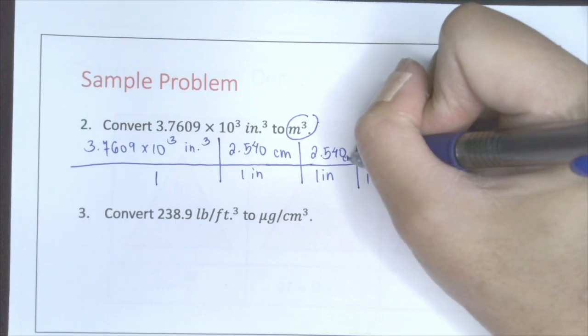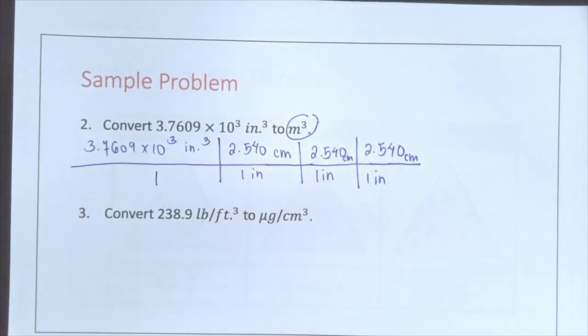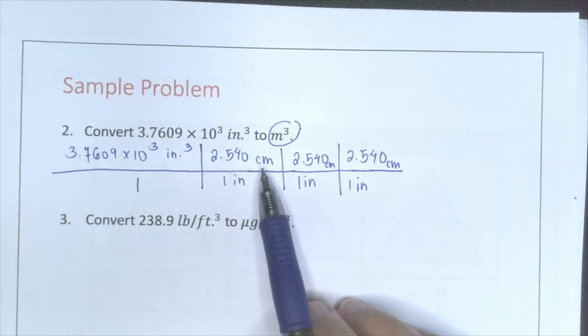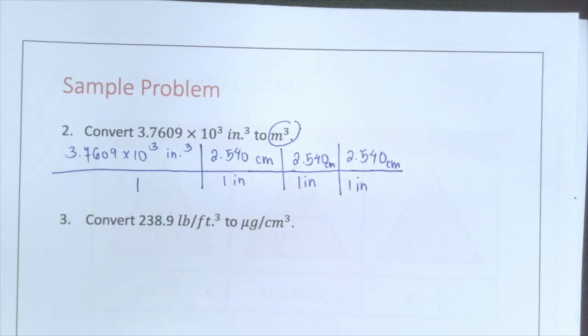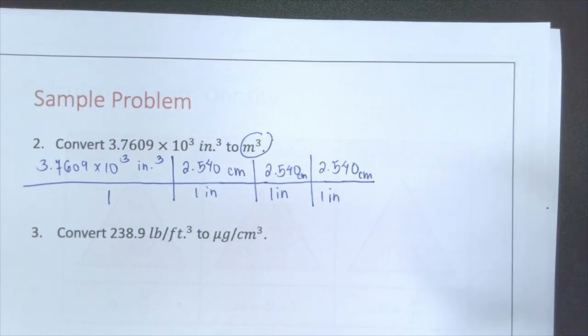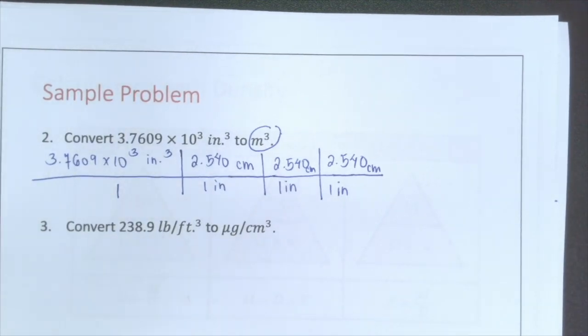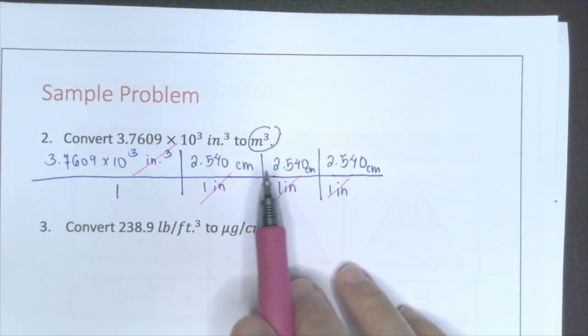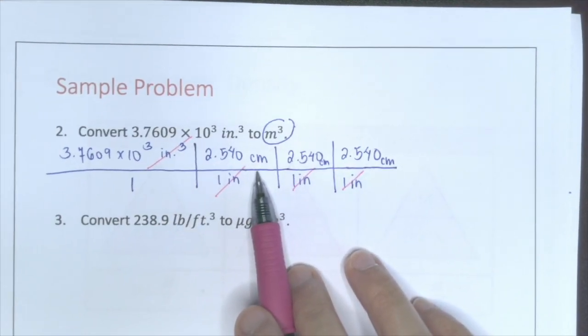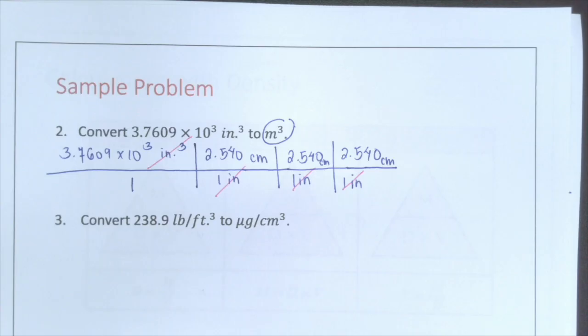And this is in centimeters, centimeters. What that does is it also multiplies centimeters times centimeters times centimeters, so we're still in that volume unit. All right, so all the inches will cancel out. But we're still left with centimeters, which we don't want. We want it in meters, so we're going to carry on.